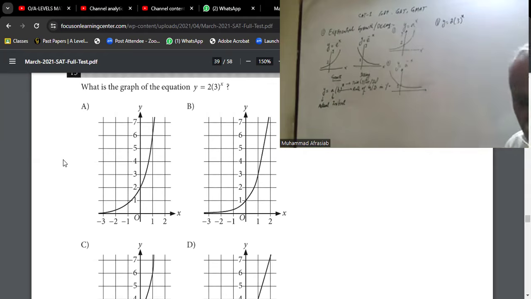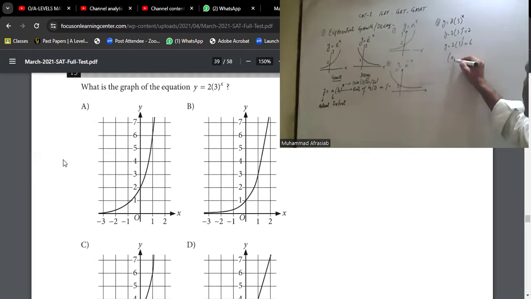So when you put x is equal to 0 for this value, then y is equal to 2 into 3 power 0, and that is equal to 2. When you put x is equal to 1, then it is equal to 6. So the points are (0, 2) and (1, 6). So this graph is going to be shown there.